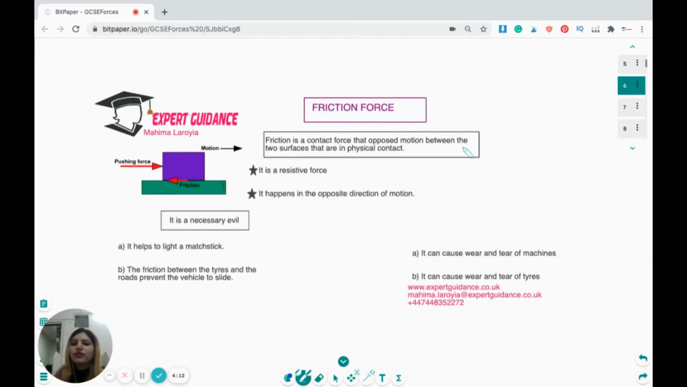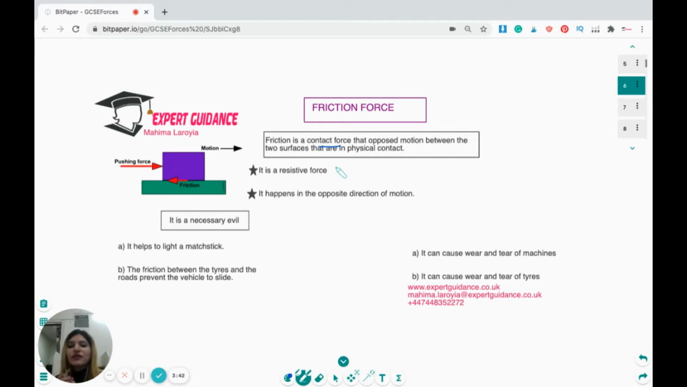Now let's move on to friction force. Now what is friction? Friction is a contact force we just discussed, and it opposes the motion between two surfaces that are in physical contact. So friction always acts in the opposite direction of motion, and it is a resistive force. Now, is friction bad? Well, not necessarily. It's a necessary evil. Friction is bad in most cases. It causes wear and tear of the machines.